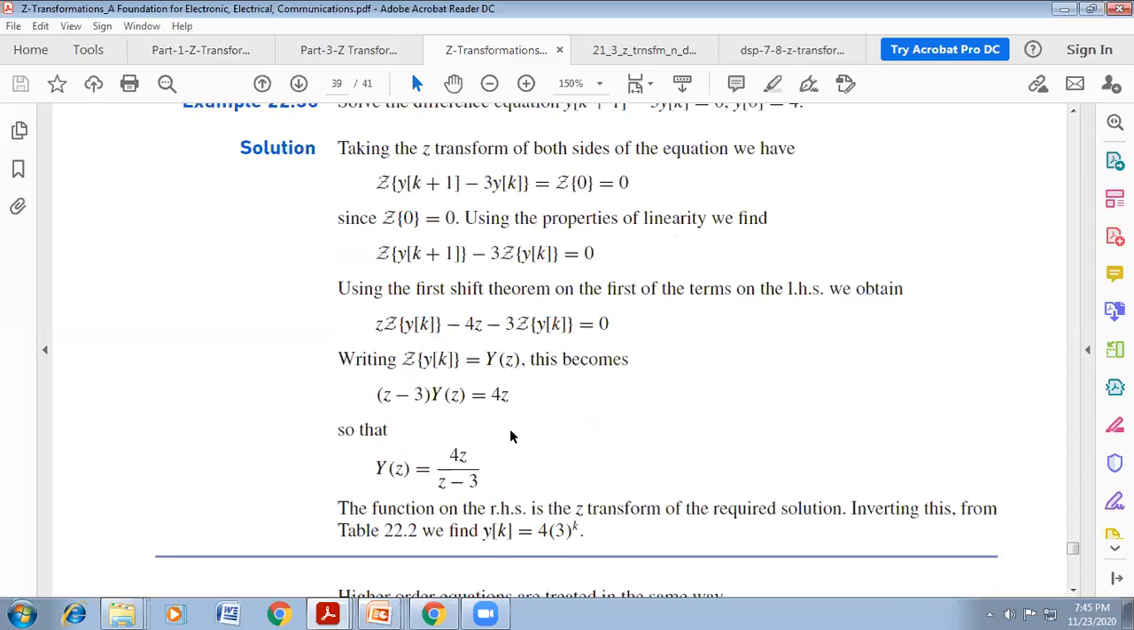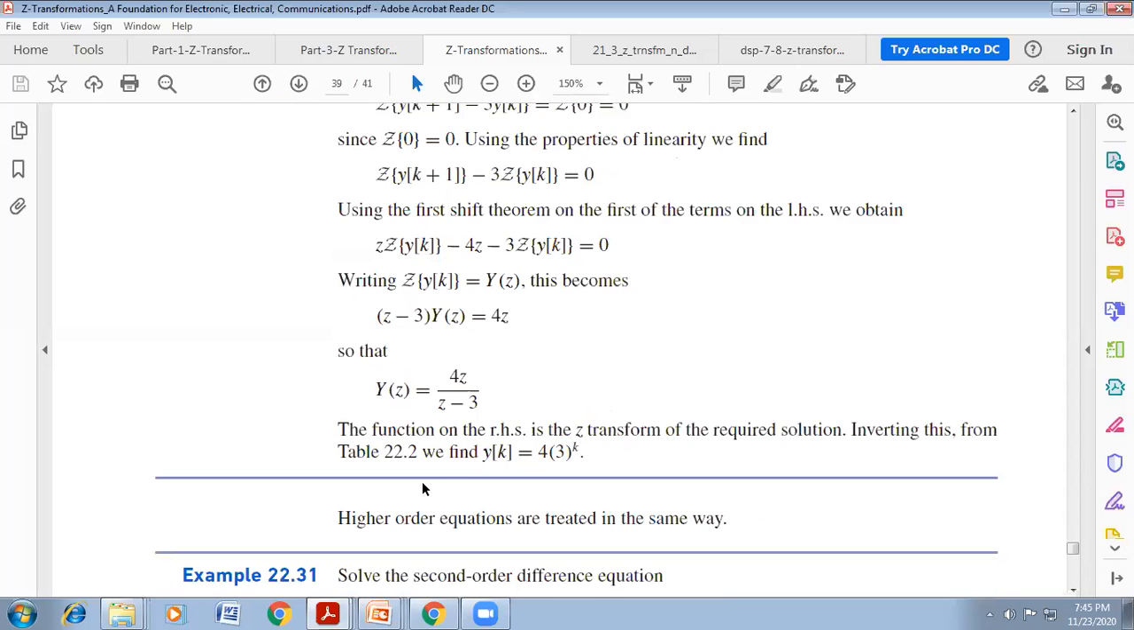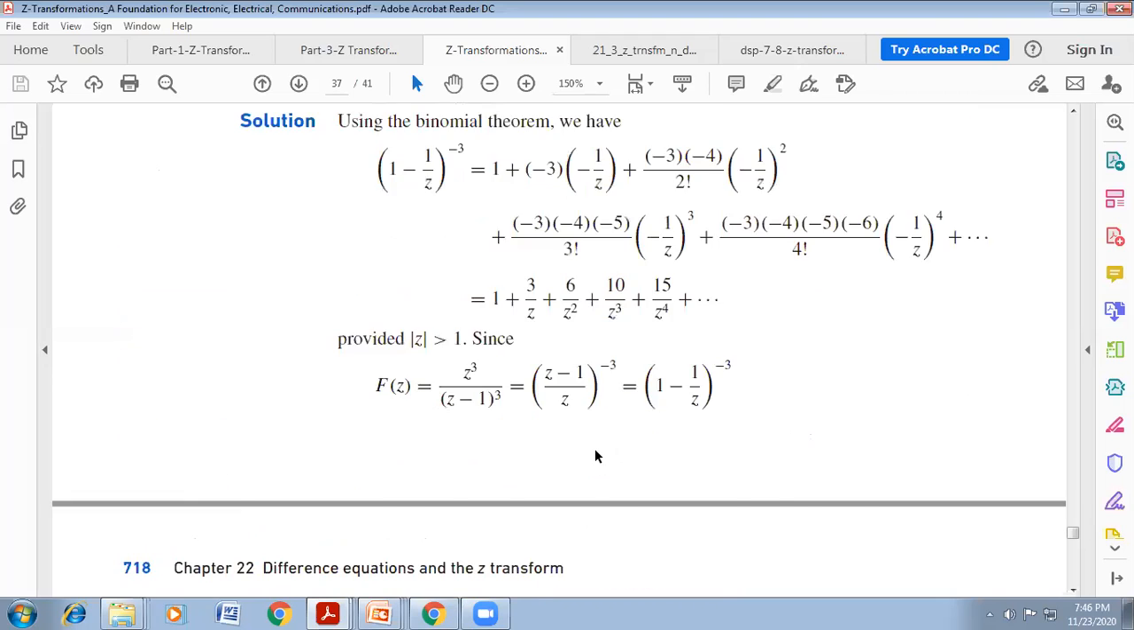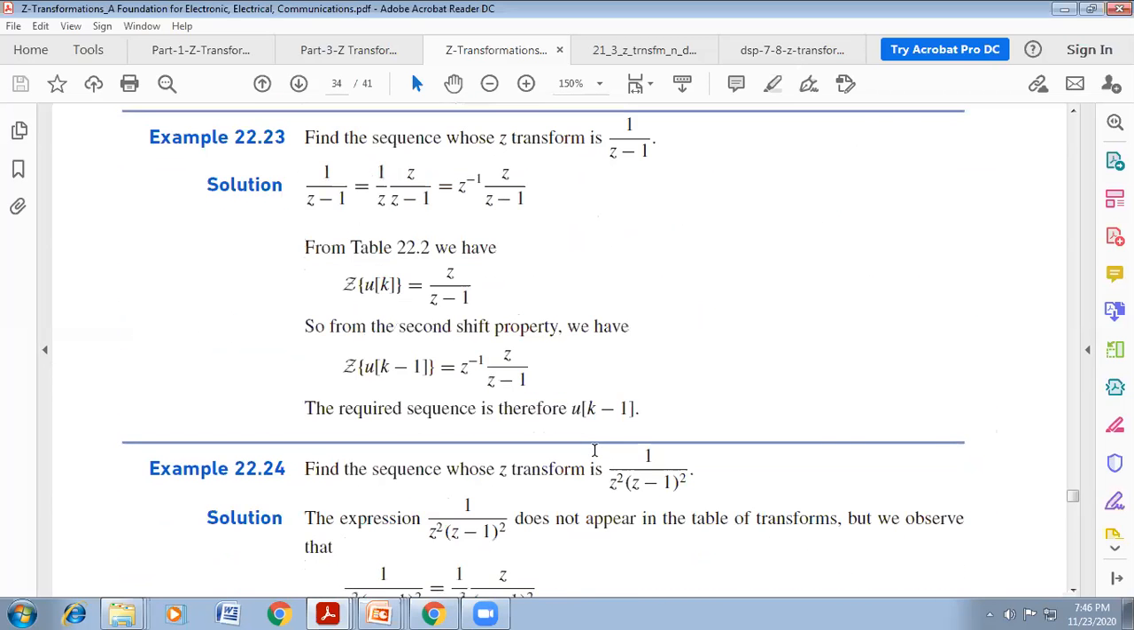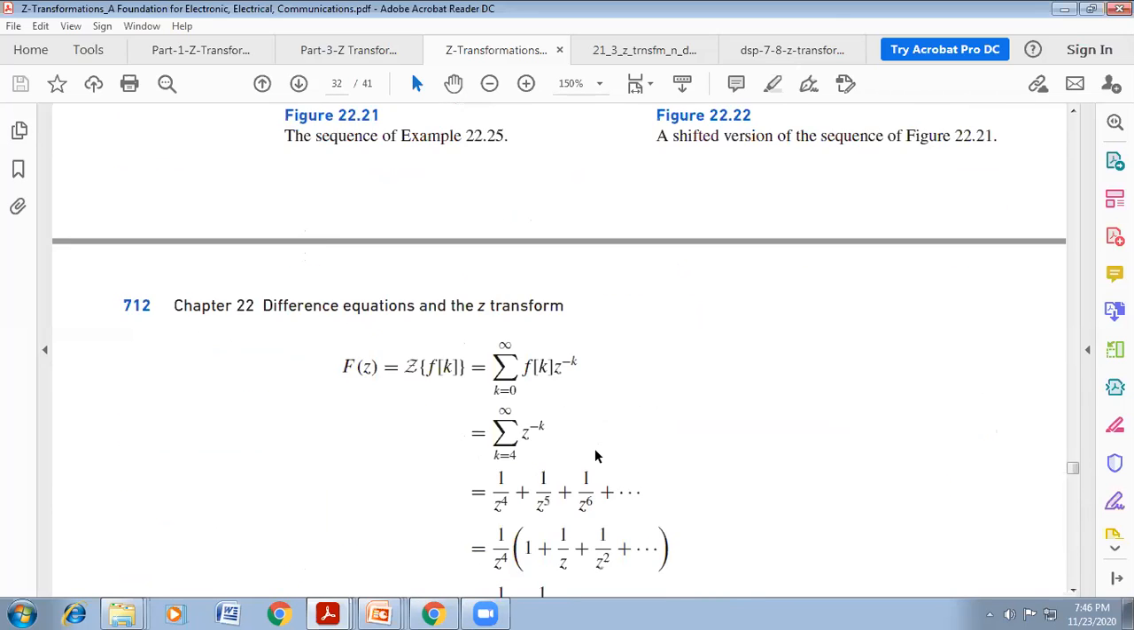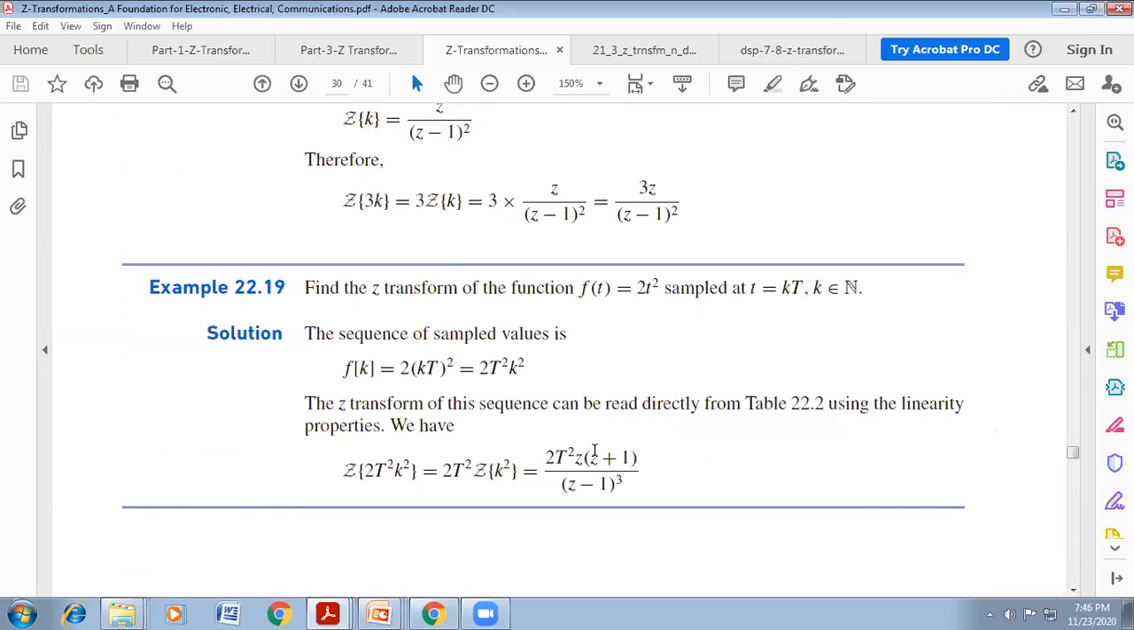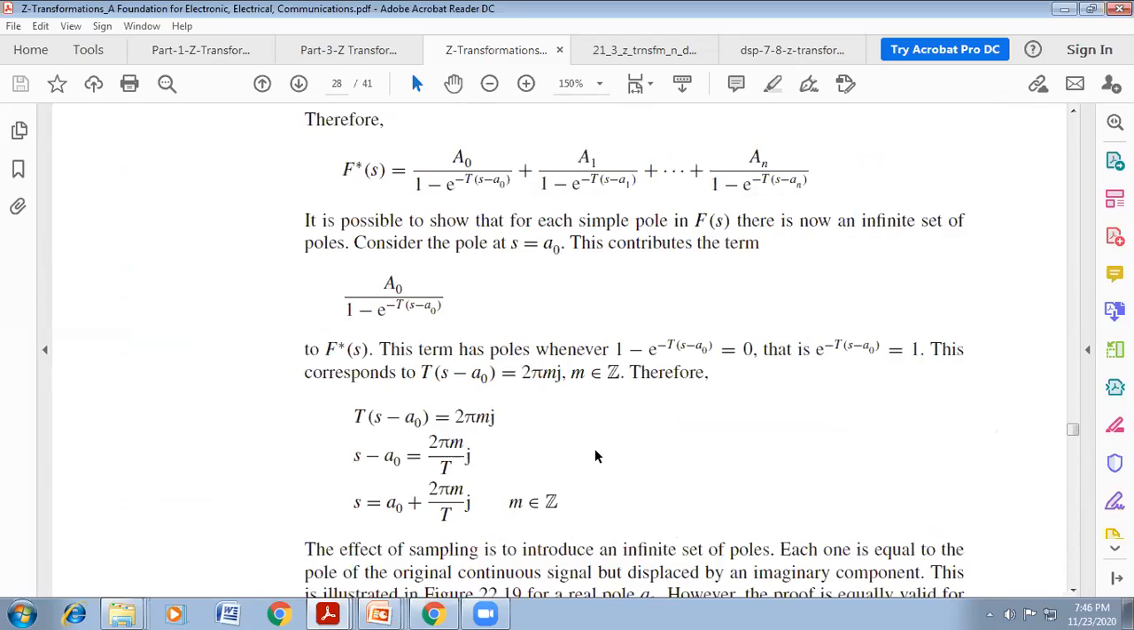So inverting this from the table, we can find the z transformation of yk equals 4 into 3 to the power k. How do we get these values actually? From table 22.2. Table 22.2, we have started this. Table 22.2. Study it.